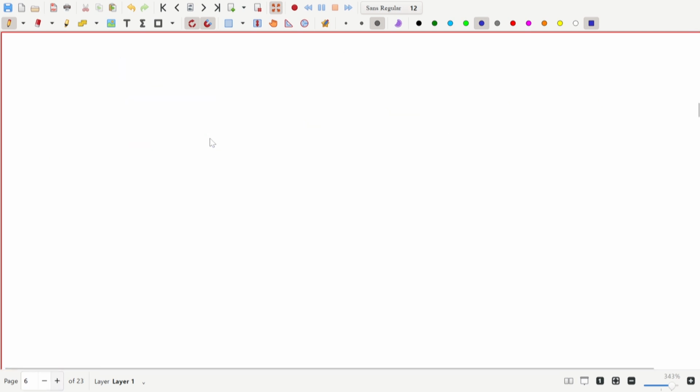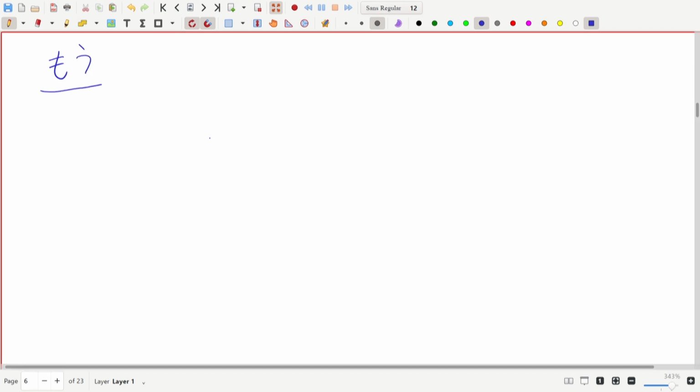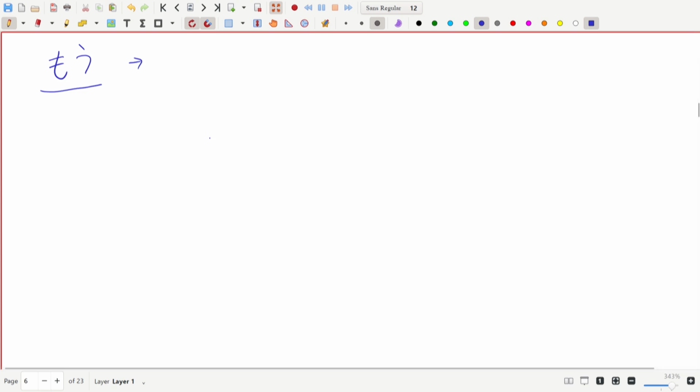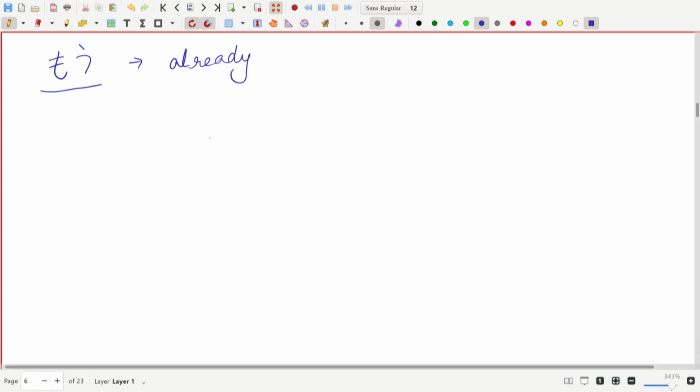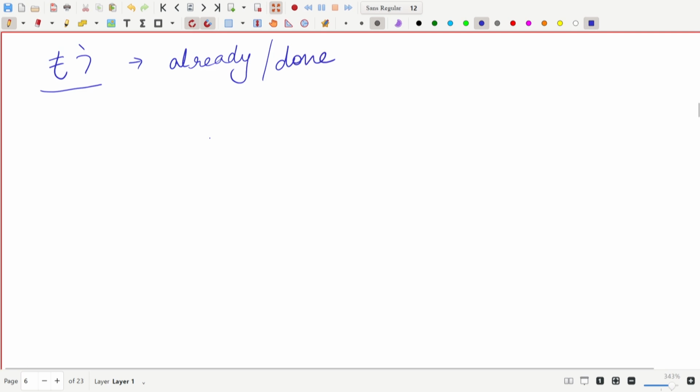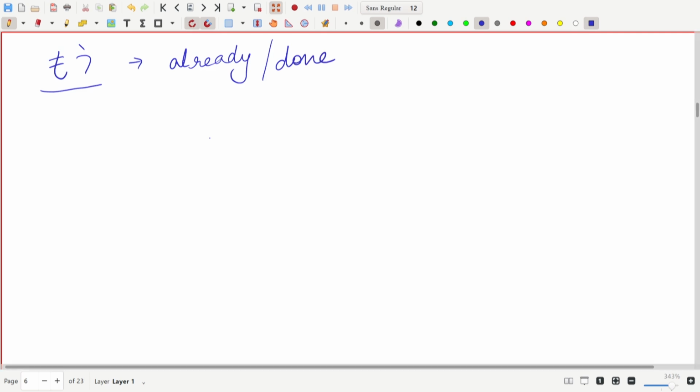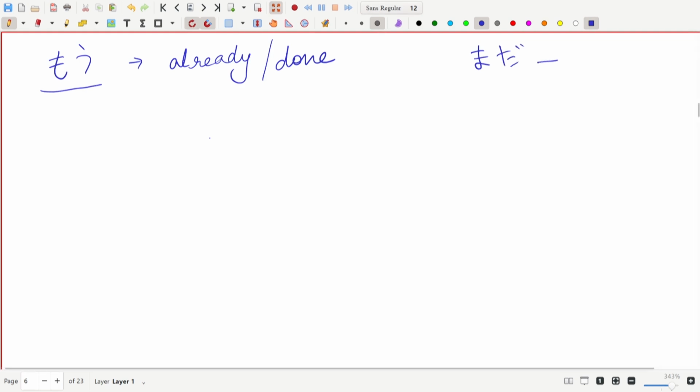Next we are going to learn a pattern that is called mou and mada. Mou means already, when something is done. And mada is still or not yet, you can say.